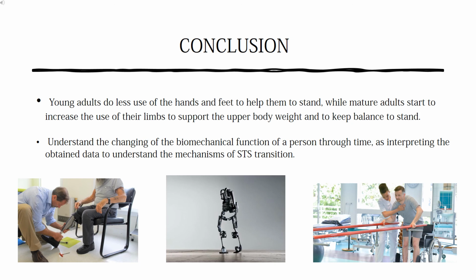As a conclusion for this project, we can say that the kinematic analysis allowed us to evaluate the differences in STS transition between the young adult and the mature adult. As for the kinetic analysis, it helped us to confirm the results in the kinematic analysis by explaining the STS transition differences between our subjects. Particularly, young adults make less use of their hands and feet to help them to stand, while mature adults start to increase the use of their limbs to support the upper body weight and to keep balance to stand.